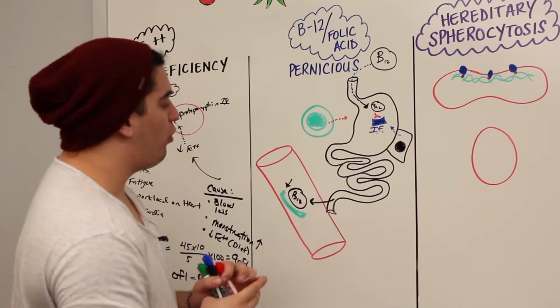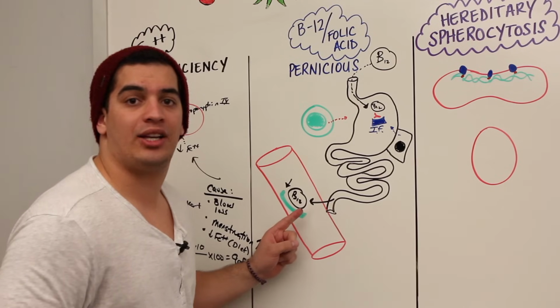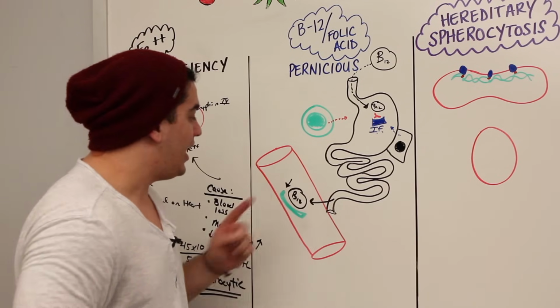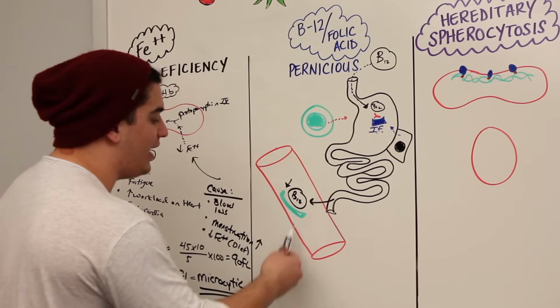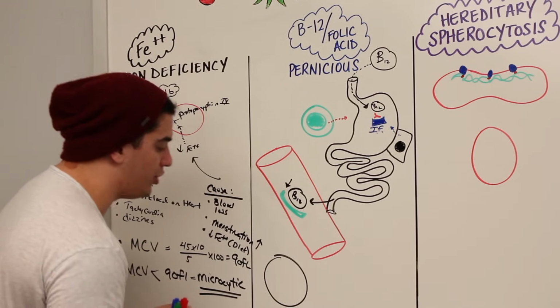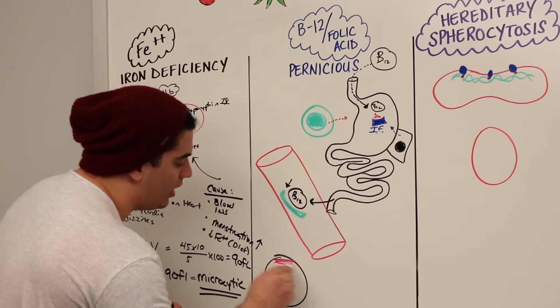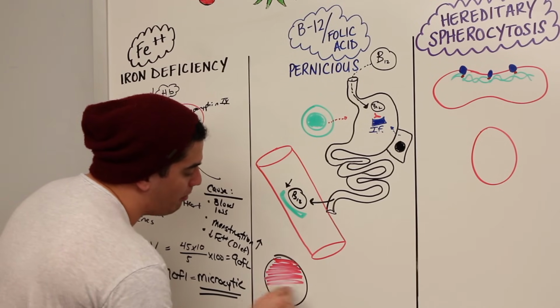What was B12 very important for again? B12 was needed in order for the red blood cells' DNA to mature and condense. And if the DNA doesn't mature and condense, then what's going to happen? Your actual red blood cells are going to be huge. So again, what will happen here with this person? They'll have a red blood cell that's going to be really, really big.